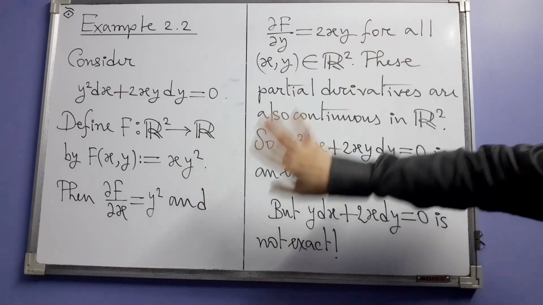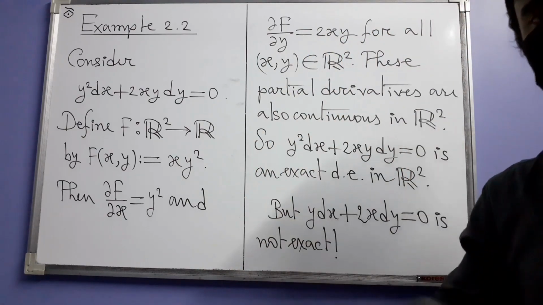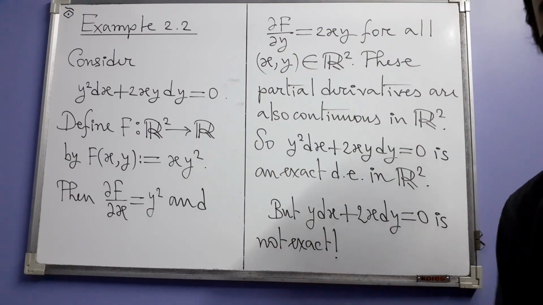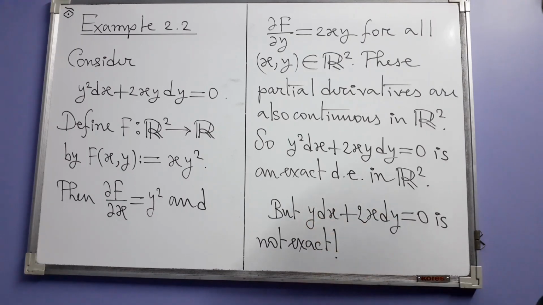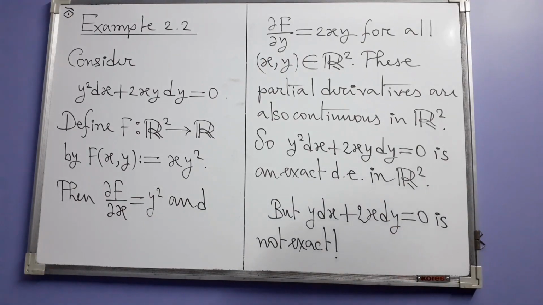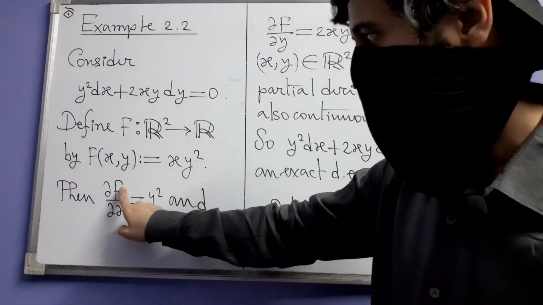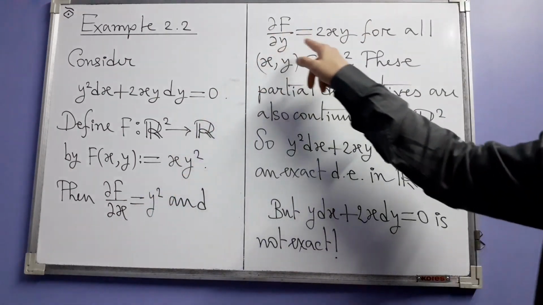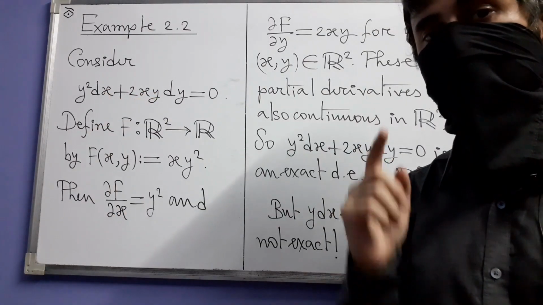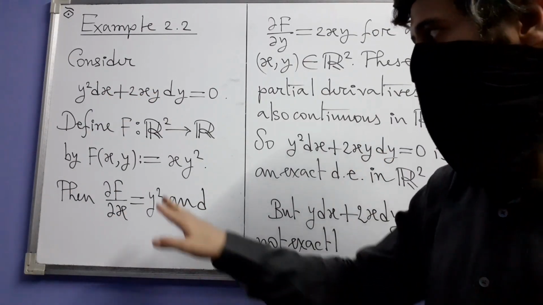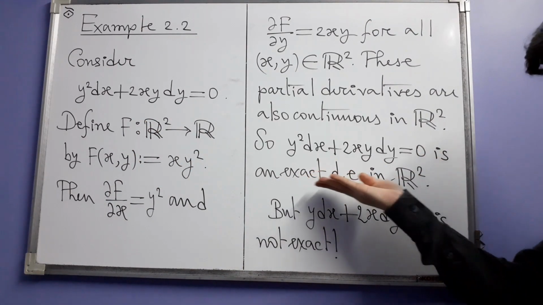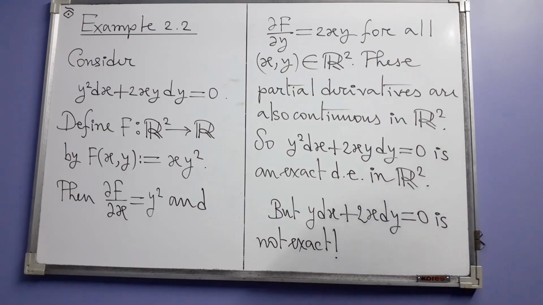So these partial derivatives exist throughout the plane, and because these are polynomials in x and y, they are also continuous throughout the plane. That means the total differential of capital F exists, and it is actually nothing but this left hand side. ∂F/∂x is y² and ∂F/∂y is 2xy. And that is why this left hand side expression is an exact differential in this domain R², which makes this equation an exact differential equation in R².